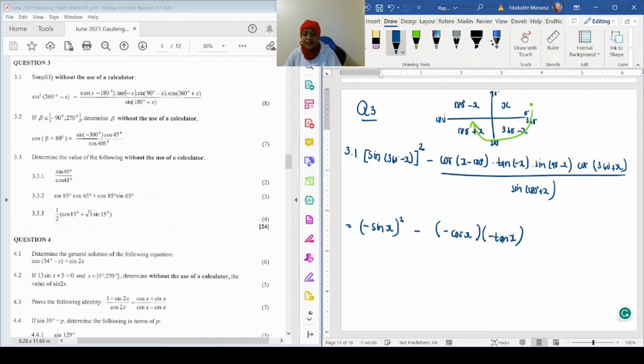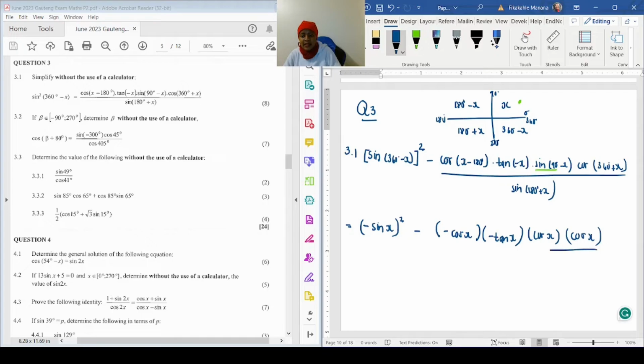So we have negative tan x. Then you have sine 90 minus x. The 90 minus x means that we are in the first quadrant, so we know that it's a positive answer. But the sine and the 90 changes it to a cos. So we have positive cos x. And then cos 360 plus x. Basically we are in this quadrant, 360, and then we add x. So we're in the first quadrant, and if you're in the first quadrant, cos will be positive.